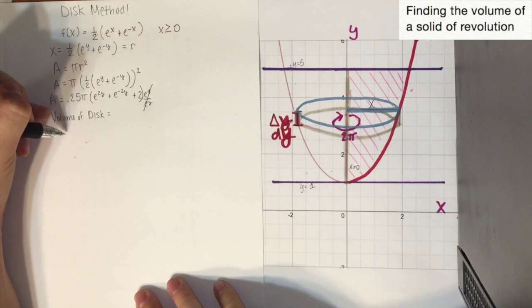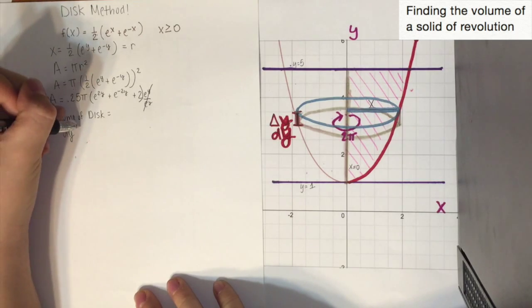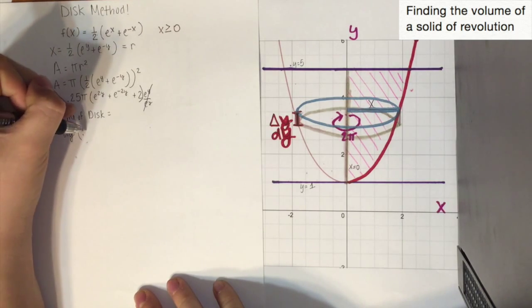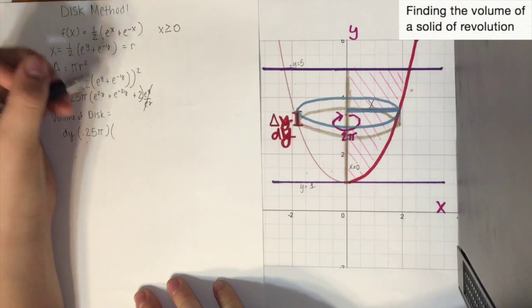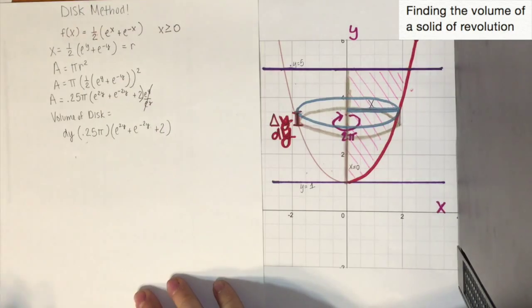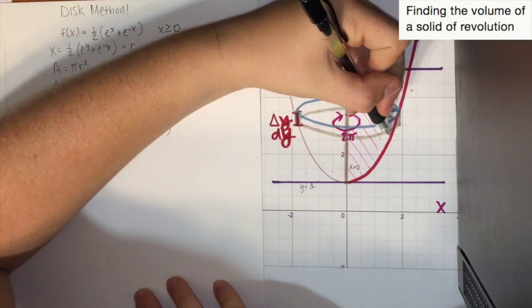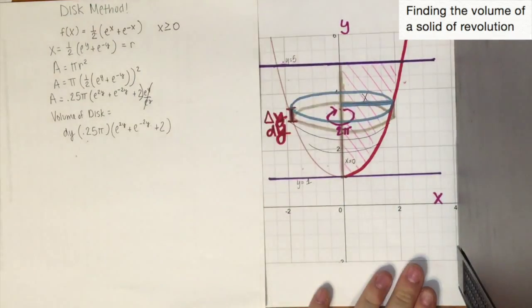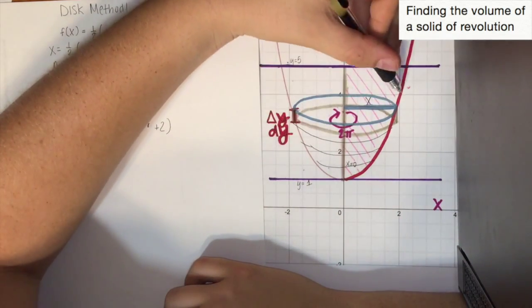So now to find the volume of the disk, we're going to multiply our height times the area of the top section. It's just like a cylinder. The volume is going to be equal to dy times 1/4 pi times, open parentheses, e to the 2y plus e to the negative 2y plus 2. So back to the entire solid. It's not just made of one disk. It's made of all these disks, like a bunch of them.